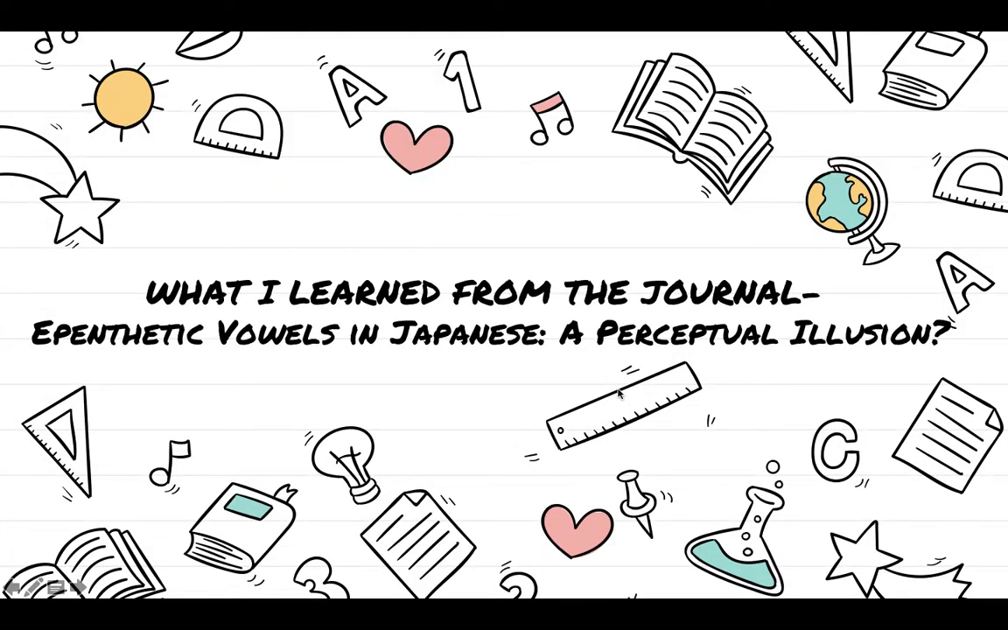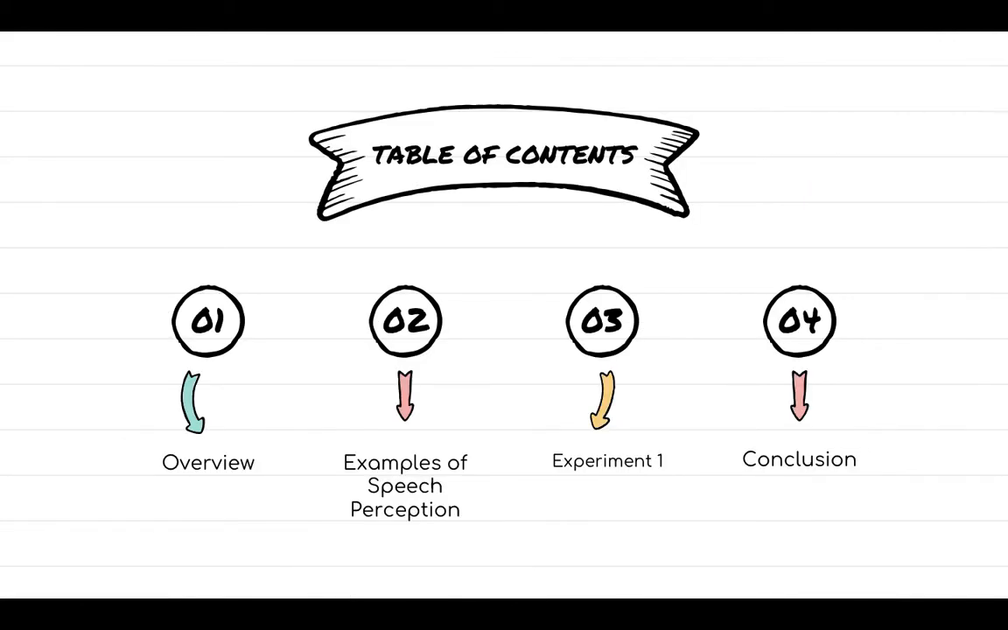Hello everyone, it's Tony. Today I'm going to talk about what I learned from the journal, Epenthetic Vowels in Japanese: a Perceptual Illusion. So here's my table of contents: the overview, examples of speech perception, experiment 1, and a conclusion.